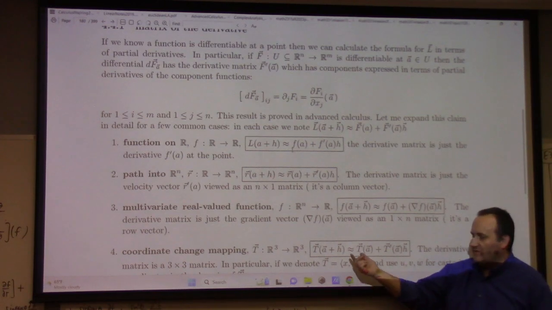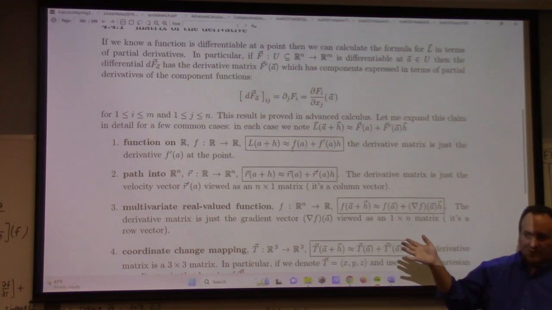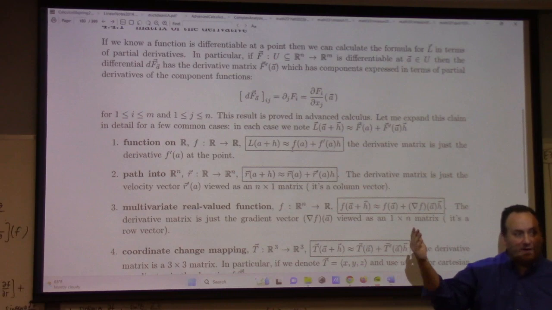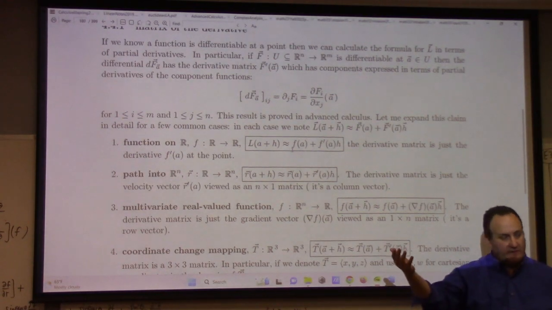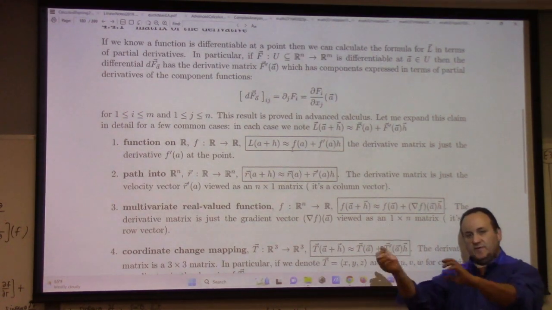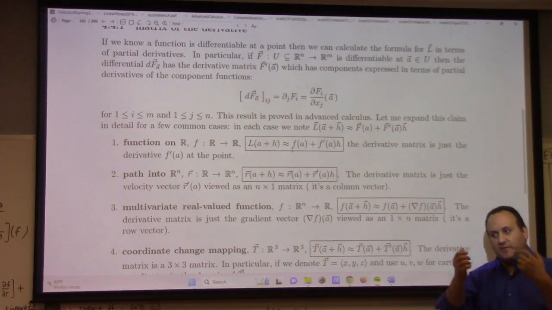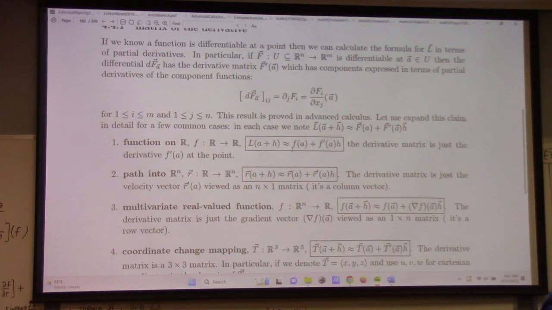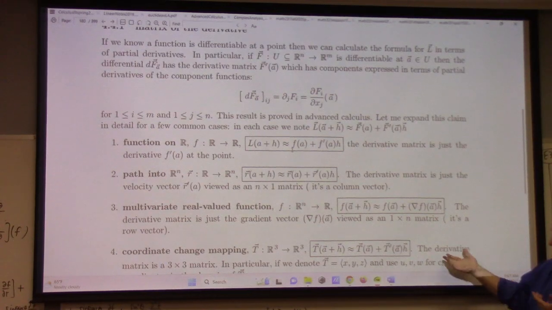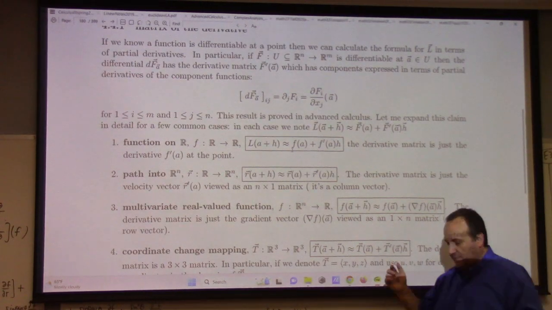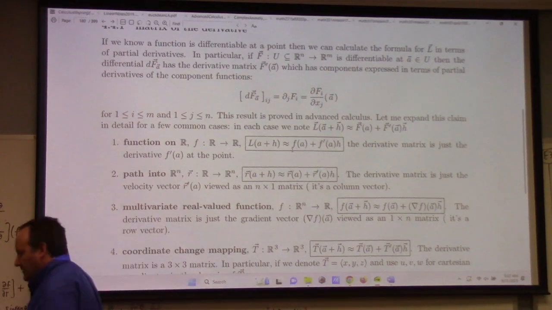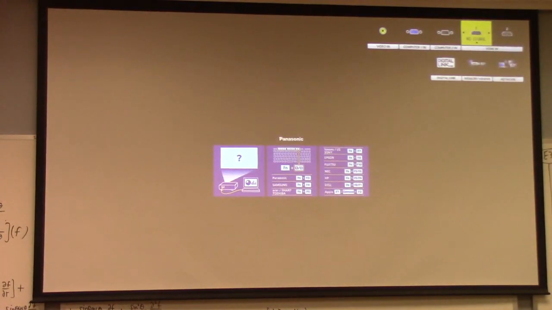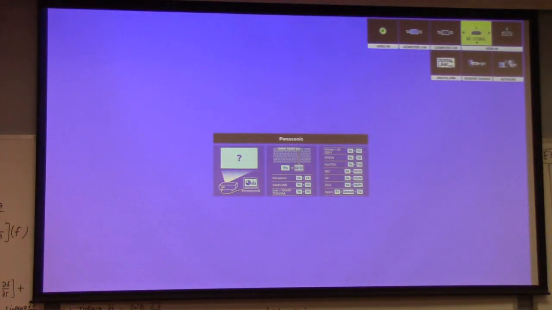If I have a coordinate change, a coordinate change mapping, we looked at one of those today, like you trade xy for r theta, that's a coordinate change. So a coordinate change is a mapping from R2 to R2, or from R3 to R3, with the same number of inputs as outputs. Well, the derivative in that case is actually a 3 by 3 matrix if we're going from R3 to R3. And we will need to look at that as we study integration going on.